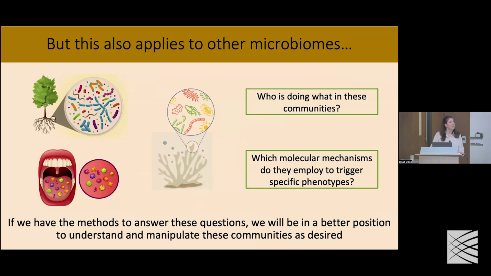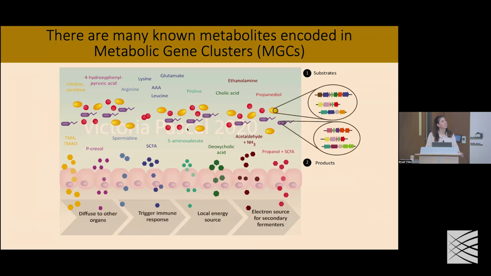So it is very important to know who is doing what in these communities, which are the actual mechanisms that are triggering the specific phenotypes that we are interested in. Because if we can answer these questions, we will be in a much better position to actually understand and manipulate these communities as desired.